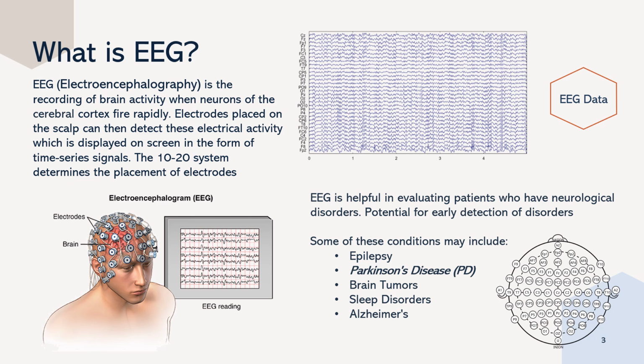So EEG is usually used as a diagnostic method for neurological conditions such as epilepsy, Parkinson's disease, which is what my project will be focusing on, brain tumors, sleep disorder, or Alzheimer's. And in my project, I will investigate its potential for the early diagnosis of these neurological conditions.